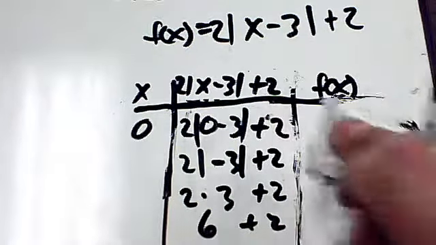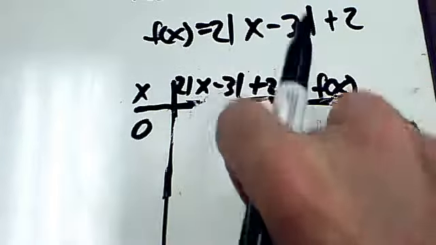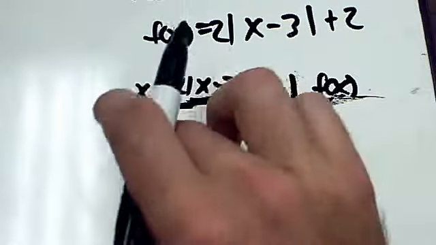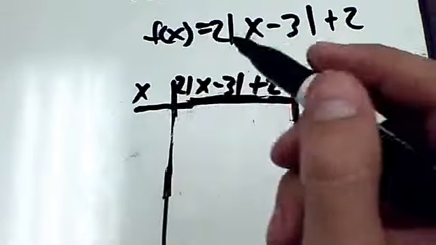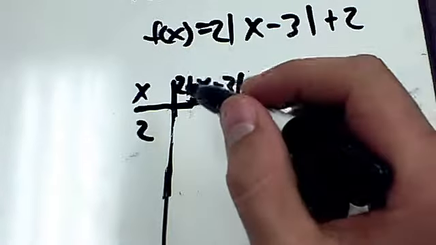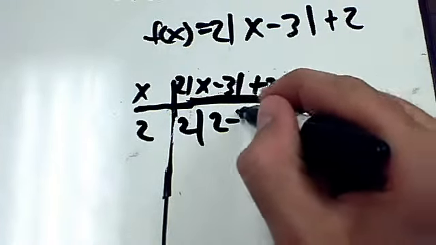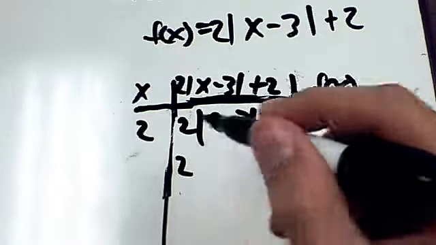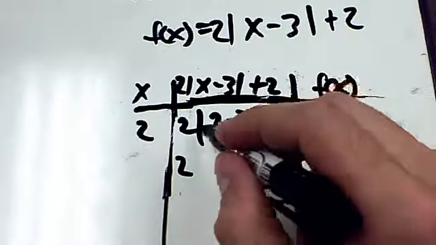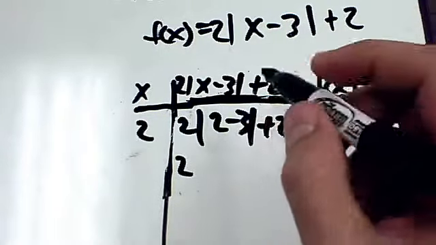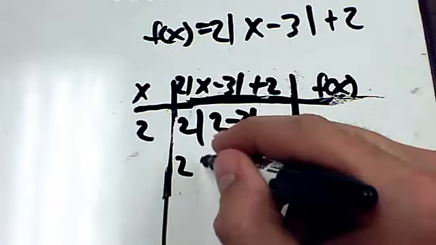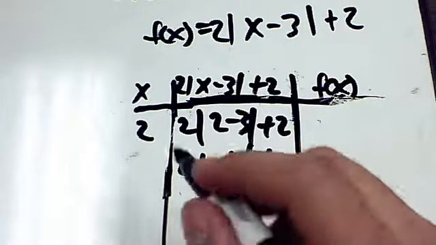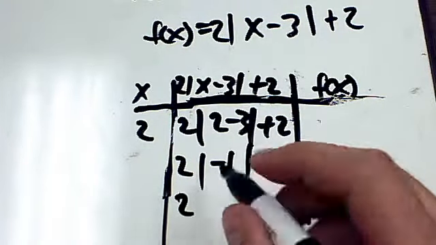Okay, let's do one more. So let's say when x is 2. Then we'd have 2 times the absolute value of 2 minus 3, plus 2. Just like we do the parentheses first, we do everything inside the absolute value first. So we get 2 minus 3 is negative 1. Then we need to take the absolute value. It would be 2 times the absolute value of negative 1, which is 1.